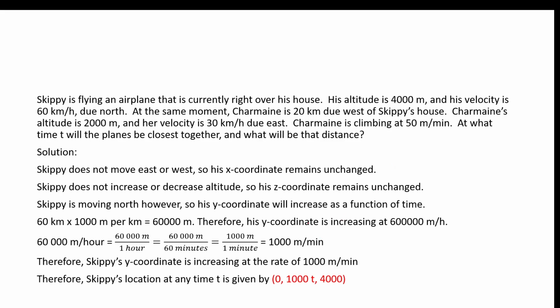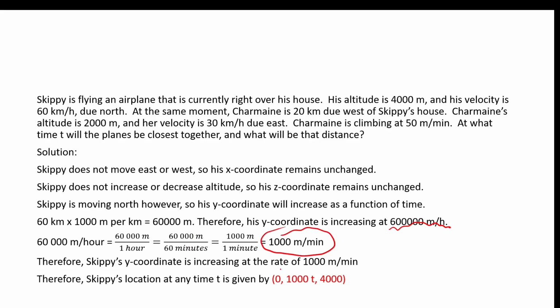However, Skippy's moving north. That's a y coordinate movement, and movement north is positive. And so we're going to say that his y coordinate increases as a function of time. Now, 60 kilometers times 1,000 meters per kilometer is 60,000 meters. So his y coordinate is increasing at 60,000 meters per hour. But we want to measure in terms of minutes, as stated earlier. So we're really going 60,000 meters per 60 minutes, and that's like saying 1,000 meters per minute.